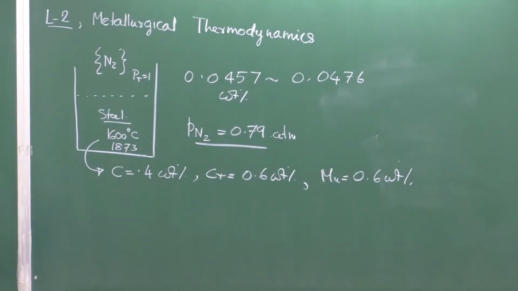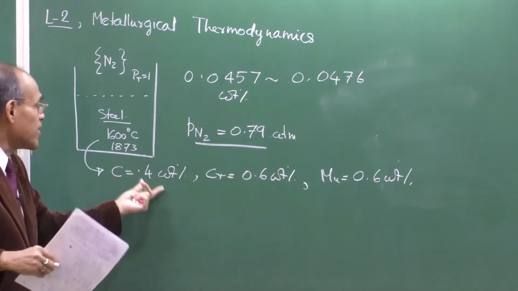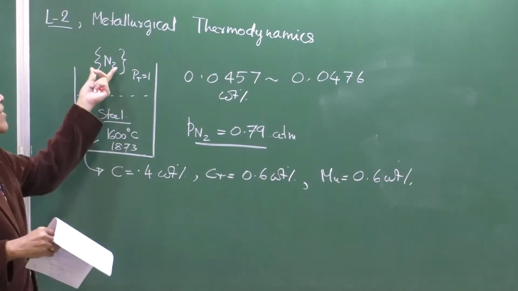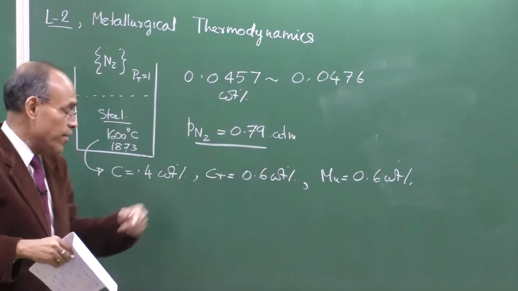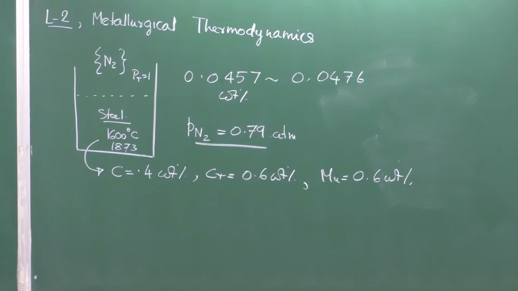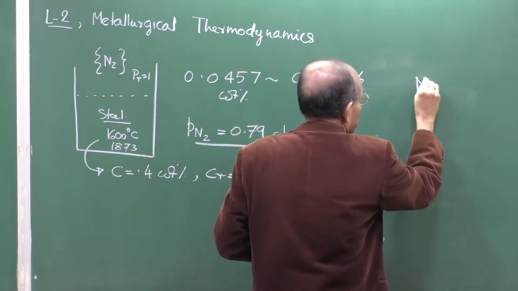And we want to calculate, if such a melt at 1600 degrees centigrade is exposed to atmospheric air, where the nitrogen concentration is 0.79 or 79% nitrogen, what is the equilibrium nitrogen content?